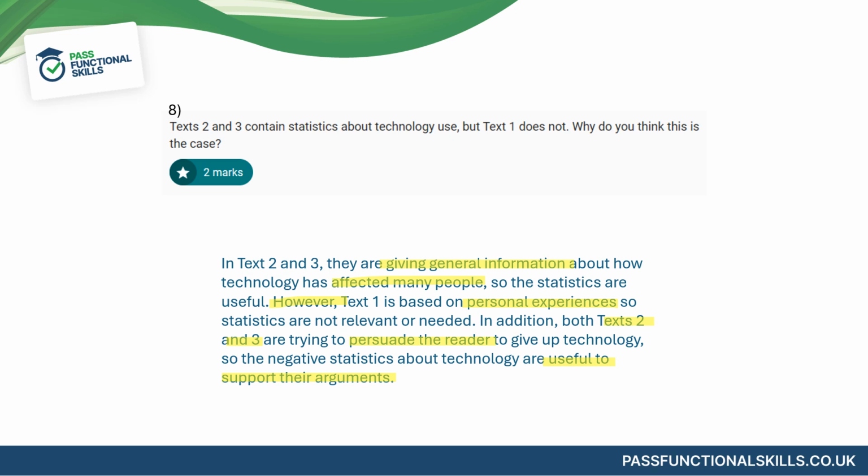So try and pick out a reason why statistics are used in text 2 and 3, then compare that with text 1. Why is that not the case? How is that different in text 1? And then do it again. So 2 full comparative reasons there for the 2 marks.